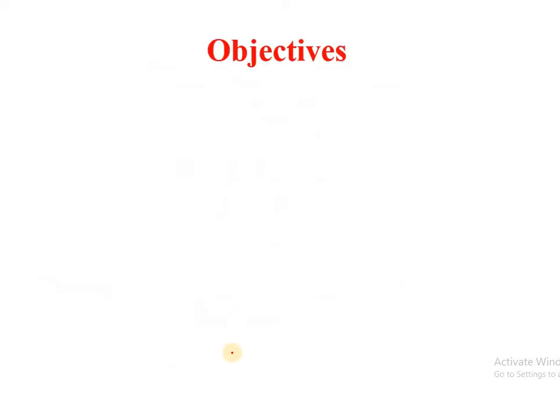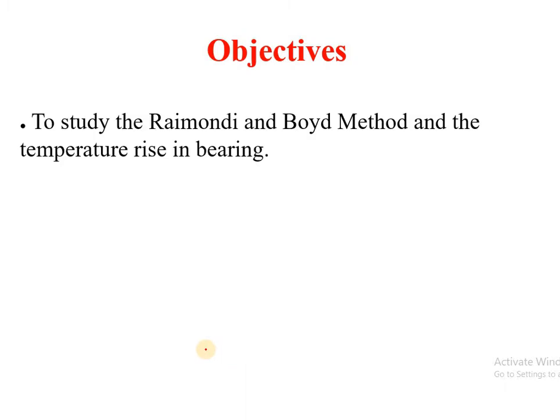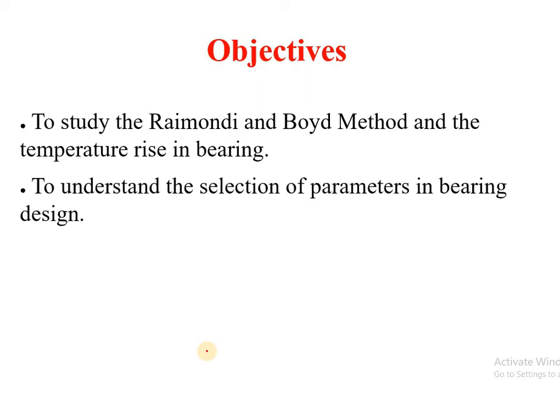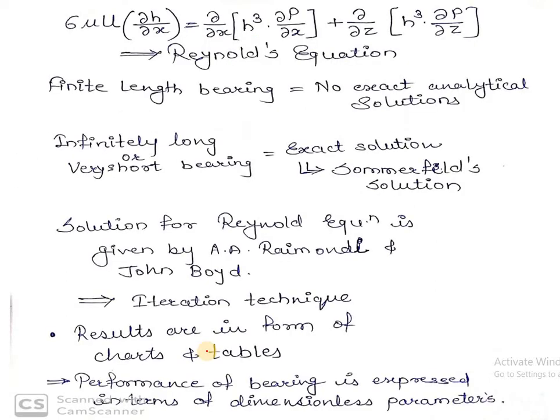So, today's objective of discussion is to study the Raimondi and Boyd's method and the temperature rise in the bearing. The next objective is to understand the selection of parameters in bearing design.